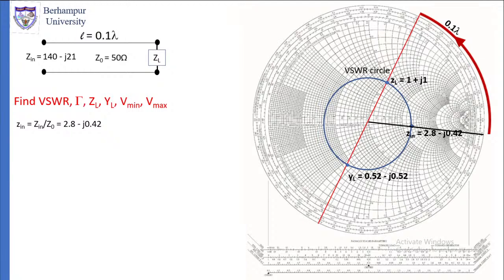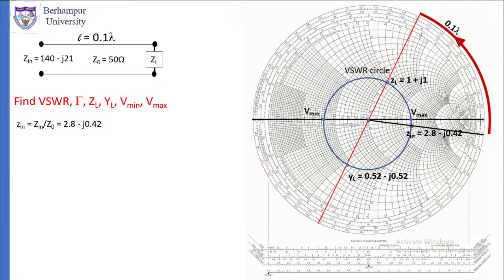Then multiply that with 50. So that will give you 26 minus j26. So we have found out the VSWR, gamma, ZL, YL, then Vmin and Vmax points. Those two we will find out next.